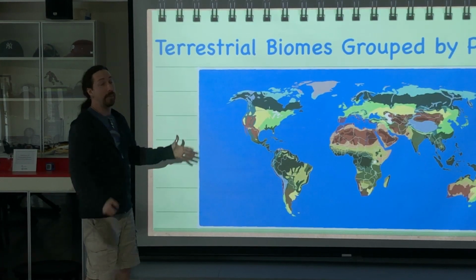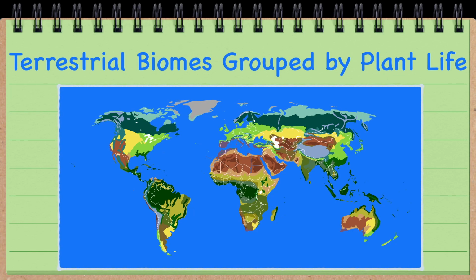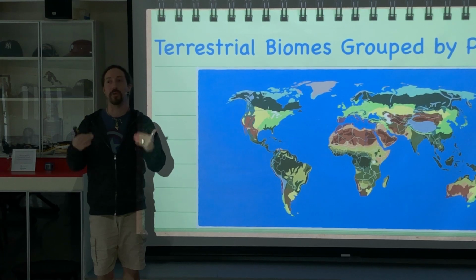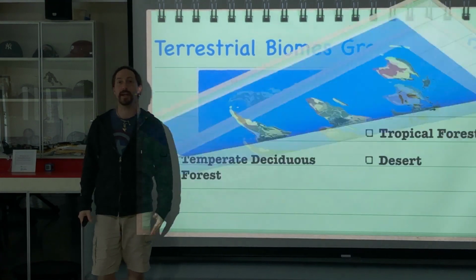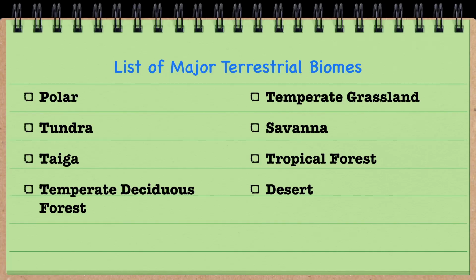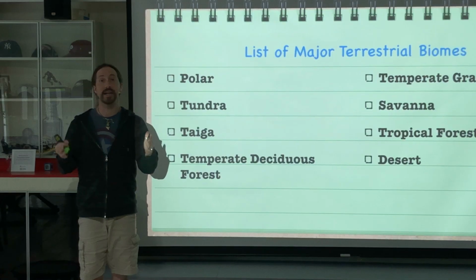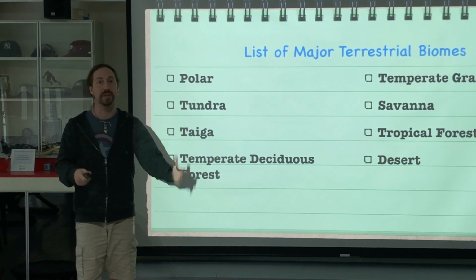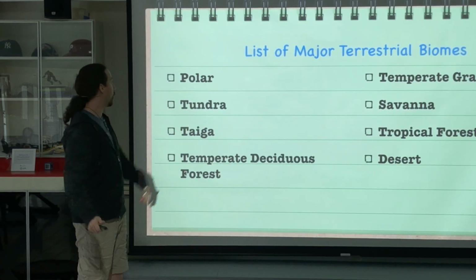So typically, because of that, we actually sort all of the biomes by the different plants that are most abundant. We segment it into these 8 different groupings. It's either a polar biome, a tundra, a taiga, a temperate deciduous forest, temperate grassland, savanna, tropical forest, or a desert. And for the next 8 slides, we're going to go over the basic characteristics of each of these biomes, starting with the polar biome.